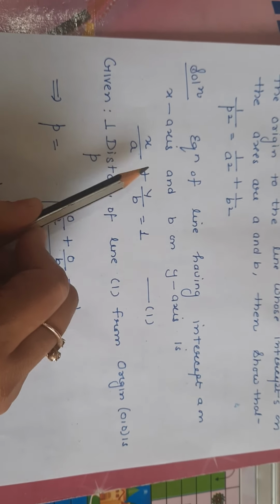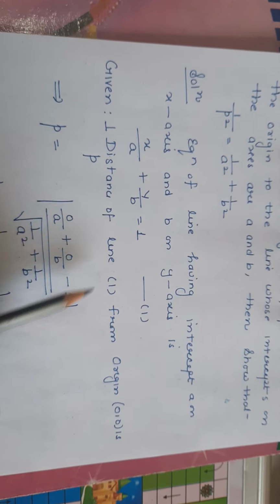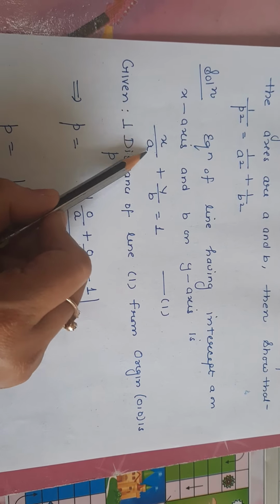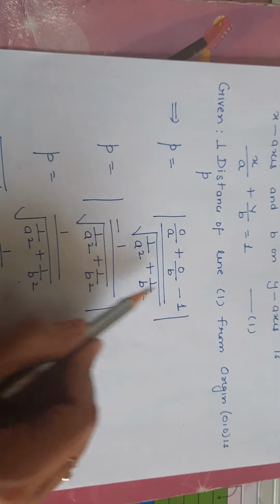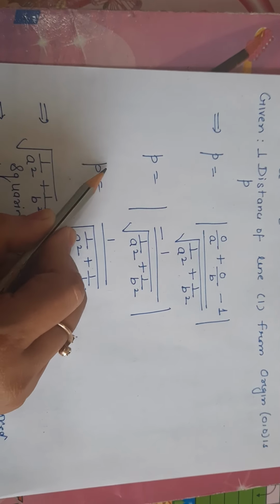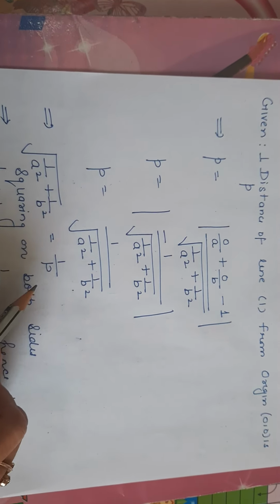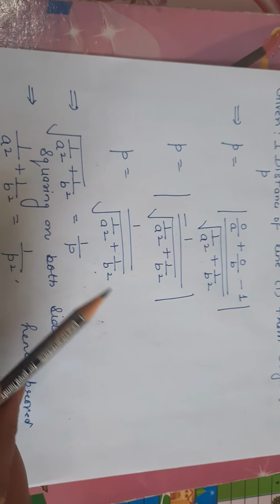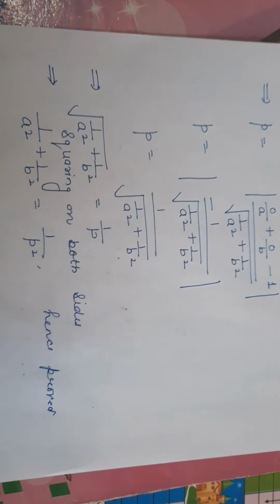p is mod of 0 by a, replace x with 0, replace y with 0, minus 1, divided by under the root the coefficient of x square, which is 1 by a square, plus here 1 by b square. So this is 0, 0, minus 1. Take mod, it will be positive. Next step, do cross multiplication. This is root of 1 by a square plus 1 by b square is 1 by p. Now for proving this result, just square both sides. So this is 1 by a square plus 1 by b square is 1 by p square. Hence proved.